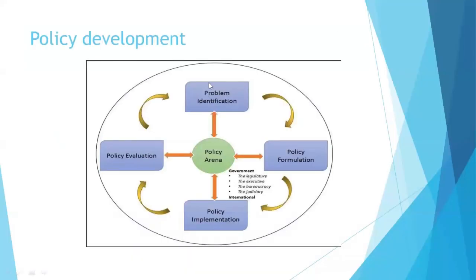So, this is a basic outline of policy development. First of all, you need to identify a problem, and that is called problem identification. And then you need to make a policy, that is called policy formulation. And then you need to implement the policy in the public health, and that is called policy implementation.